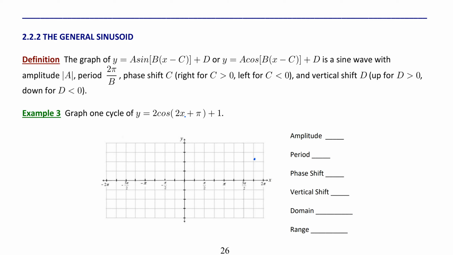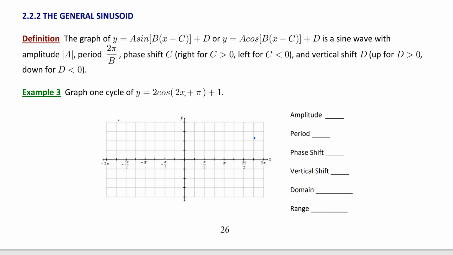The final thing we're going to watch for is a constant outside the function, either added or subtracted to the sine wave. This represents a vertical shift, and this is very intuitive. If d is positive, the graph moves up. If d is negative, the graph moves down. So let's put all this information together and graph example 3.